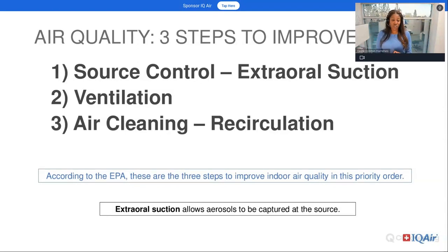Of course, recirculation, that is the third priority, and it's about recirculating the air through HEPA filters or through mechanical filtration throughout the particular facility. And a lot of the times we go to this step first when we should actually go to the third step.